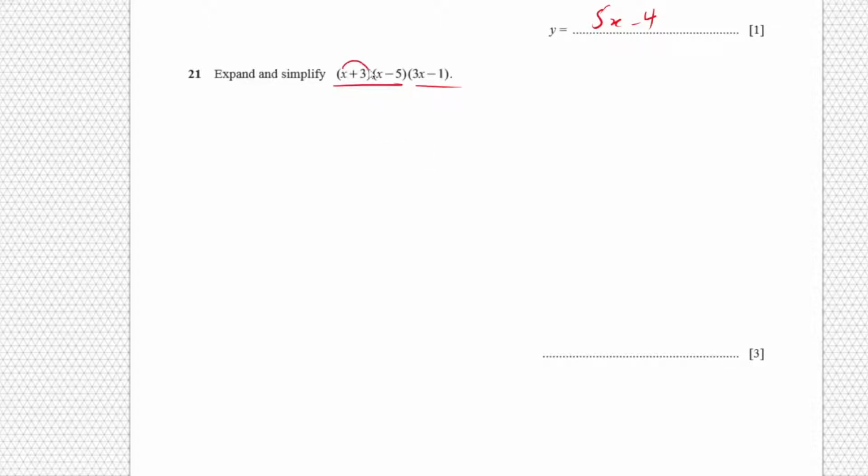Well, that's going to be x times x is x squared. x times -5 is -5x. 3 times x is +3x. 3 times -5 is -15. And of course we still have 3x minus 1 remaining. We can simplify this first, and then we'll multiply these both, right? x squared minus 5 plus 3 is minus 2x minus 15.